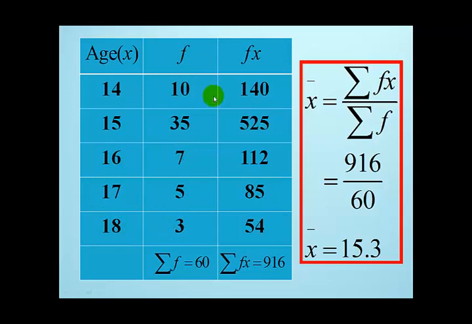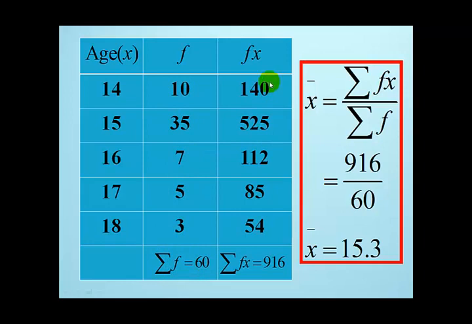Now if you want the fx, we have to multiply our frequency by the ages. So 14 times 10 will give us 140. 15 times 35 will give us 525. 16 times 7 will give us 112. 17 times 5 is equal to 85. 18 times 3 is equal to 54. So if you want summation f, it means that you have to sum all the frequencies. So 10 plus 35 plus 7 plus 5 plus 3 is equal to summation f, and the answer is 60.